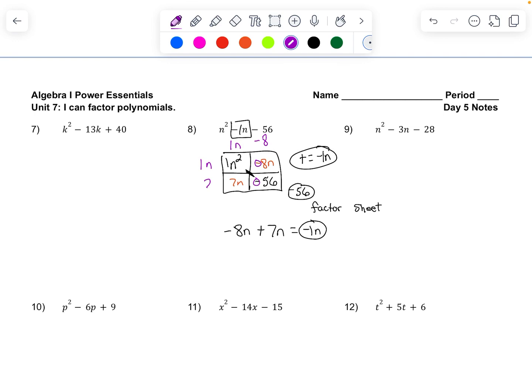So our answers are what are in purple there. So we have 1n minus 8 and 1n plus 7.